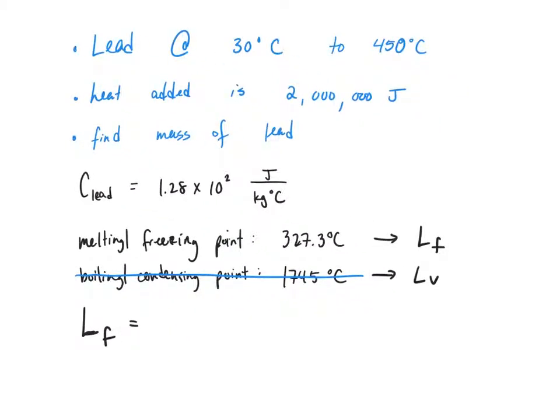See what I'm getting at there? That follows along with the same concept. So LV is very useful only if we're boiling or if we're condensing. That's when we use LV. But we're not, so we're not going to use LV. The LF value, the latent heat of fusion for lead, again, right in the table. You have to be able to use your tables out of your notes. 2.45 times 10 to the 4.